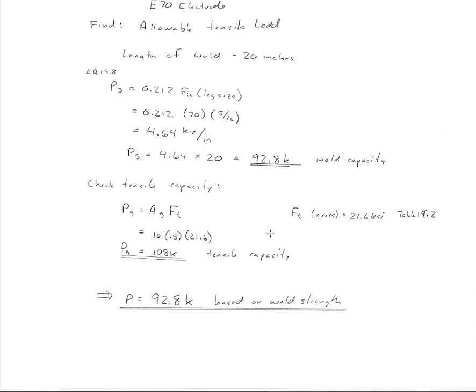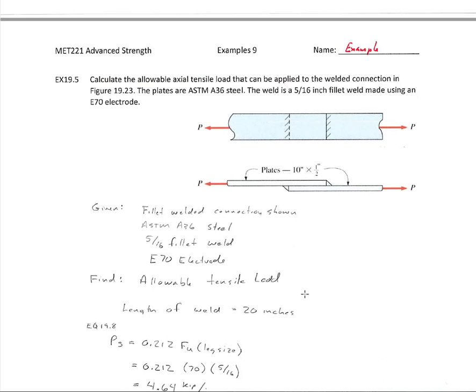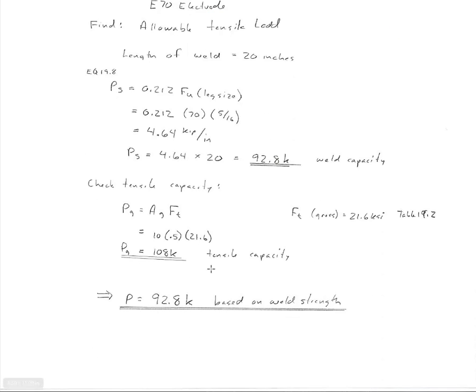So while we're at it, let's also check for tensile capacity. And let's use the gross equation. So the load in the gross is the area of the gross times the tensile strength, gross. I get that from table 19.2, 21.6 for the A36 material. Okay, so I multiply that out. I get 108 kips. That's our tensile capacity. So therefore, the strength of the joint is based on the weld strength, and it is 92.8 kips. Thank you.